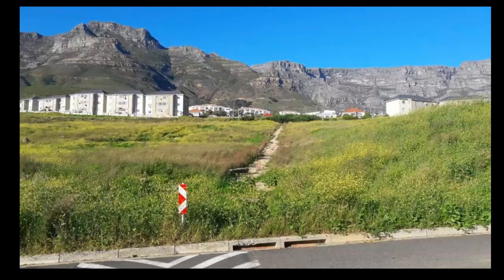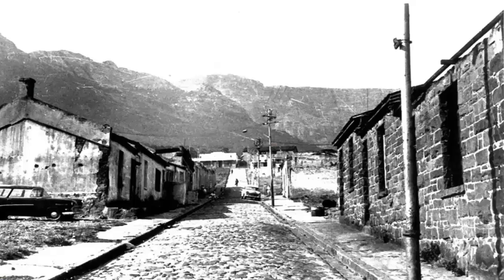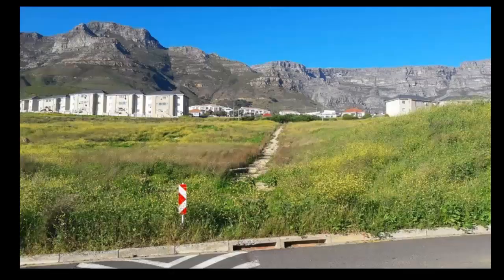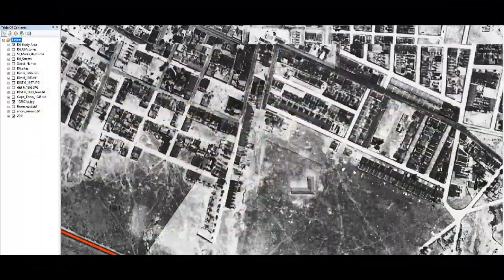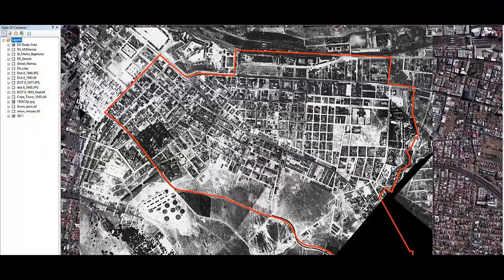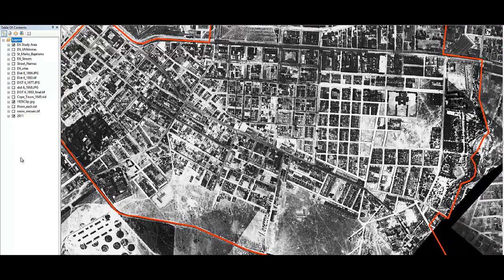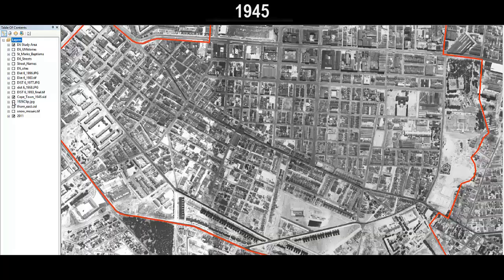In present-day Cape Town, there is a co-presence of multiple time zones, and we are still haunted by actions from over a century ago. Now let's go back to the GIS software. The next date to visit is 1945, just after World War II.